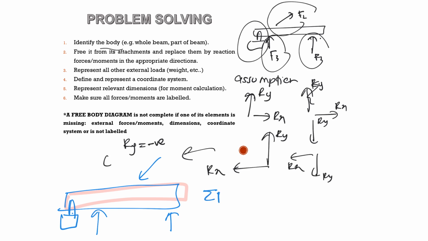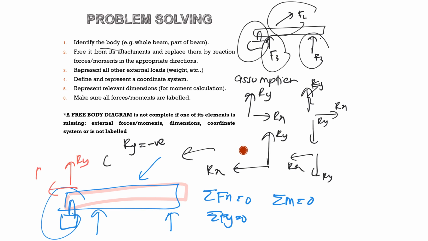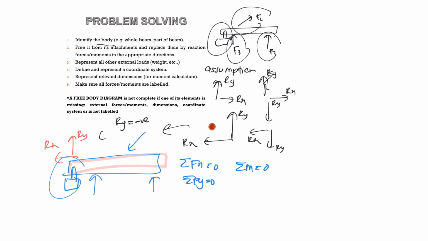Okay, so you have Fx equals 0, Fy equals 0, and the last one, moment, equals 0. For the hinge, we need to assume first. I'm going to assume the directions of the hinge. I don't know whether it's correct or wrong, so I put it as Ry, and on the left it is Rs.